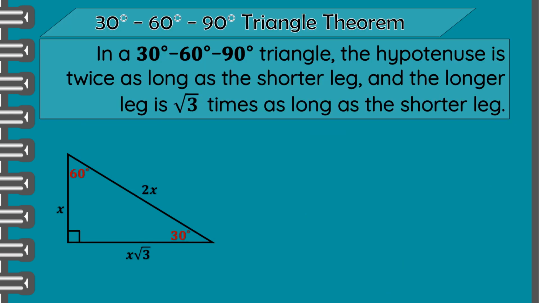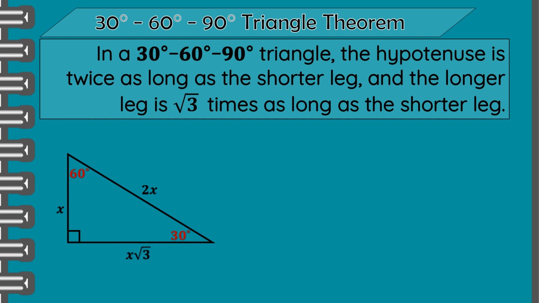The 30-60-90 triangle theorem states that in a 30-60-90 triangle, the hypotenuse is twice as long as the shorter leg, and the longer leg is square root of 3 times as long as the shorter leg. The shorter leg is the side opposite the 30-degree angle, and the longer leg is the side opposite the 60-degree angle. And your hypotenuse is always the side opposite the largest angle, or the right angle.